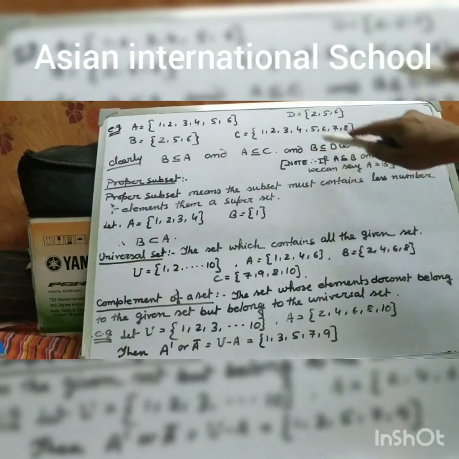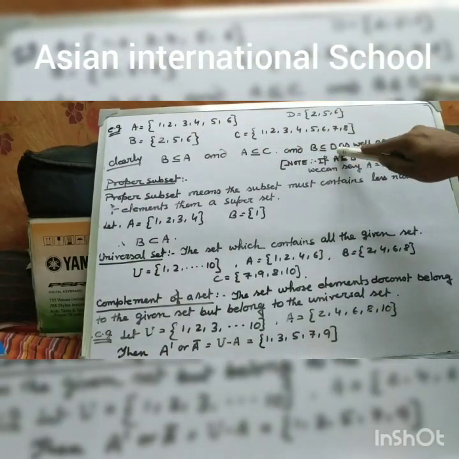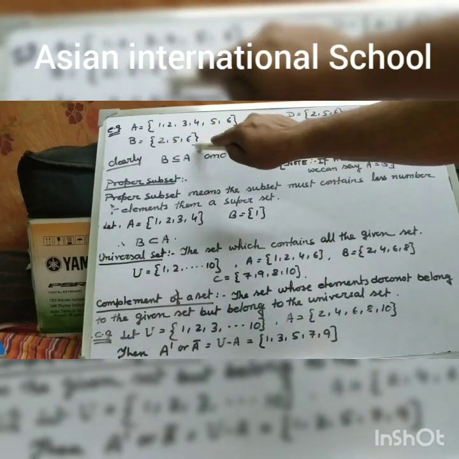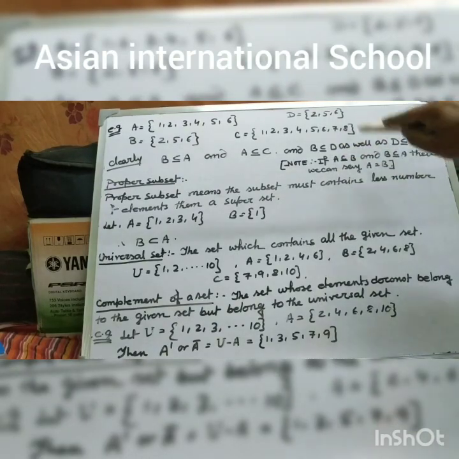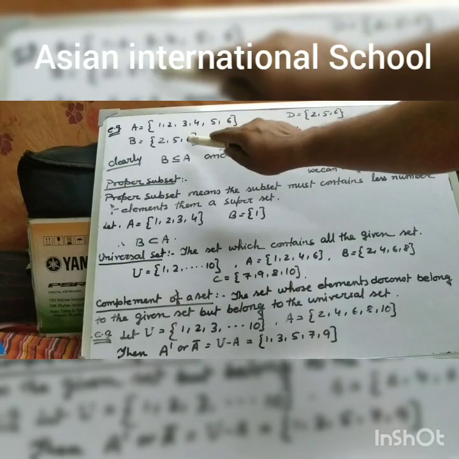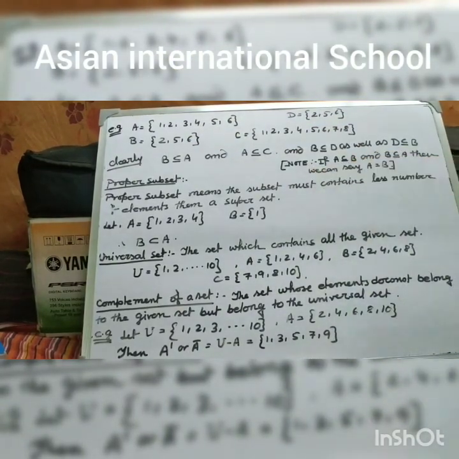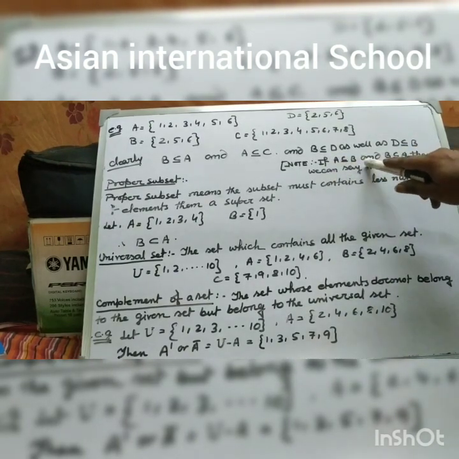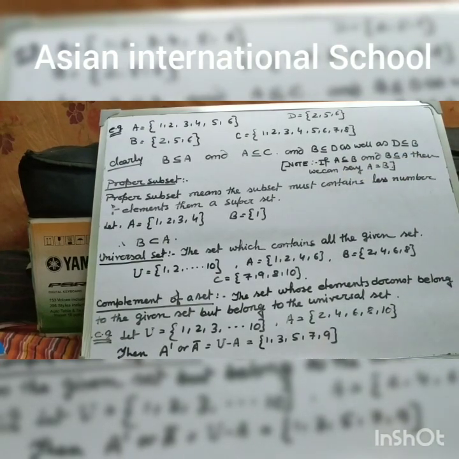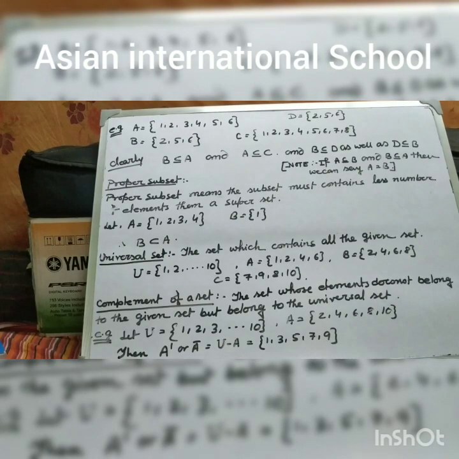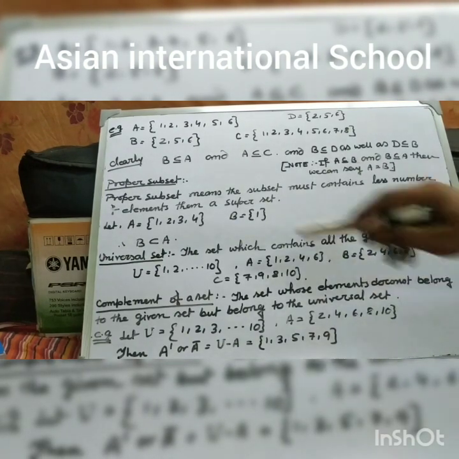And we can easily see that B is a subset of D. That means 2, 5, 6, 2, 5, 6, all the elements are here. So we can write B is a subset of D. As well as we can see that D is a subset of B. Here is a special note that you have to remember: if A is a subset of B and B is a subset of A, then we can say that A equals B. That means the two sets are said to be equal when A is a subset of B and B is a subset of A.